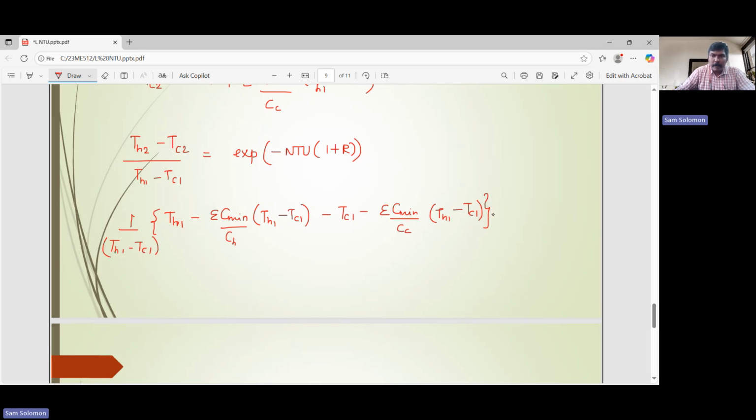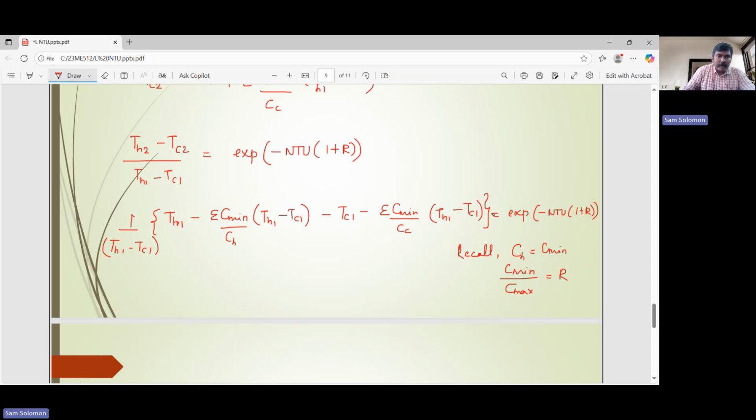So that is going to be exponential of minus NTU times 1 plus R. Now, we have already assumed CH as C minimum, so C minimum by C minimum. Recall, we have assumed that CH is equal to C minimum, and C minimum by C maximum is going to be your R. So we already have a C minimum here, CC becomes C maximum, and C minimum by C maximum is R.